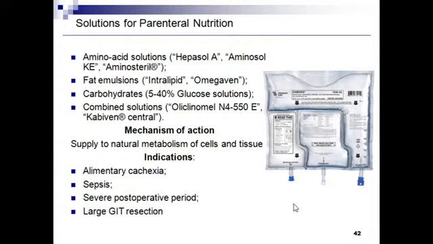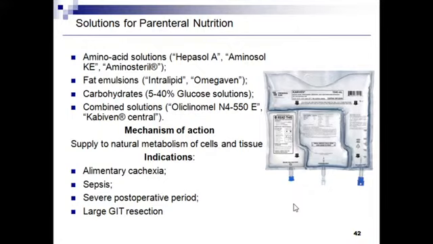We can use isolated drugs for correction of different chains of metabolism, such as amino acid solutions. Names of the solutions: hepasol A, aminosol, or aminosteril. We can use fat emulsions for improvement of fat metabolism, lipids, intralipid or omegaven. We can use carbohydrates, glucose solutions.